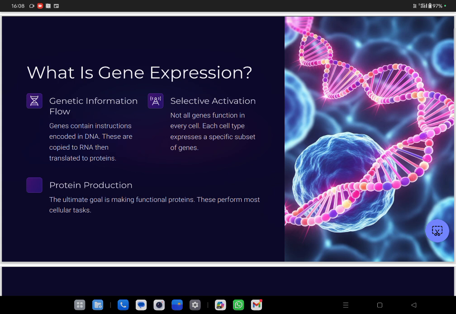The next is protein production. The ultimate goal is making functional proteins like enzymes, structural proteins, etc. They are used to perform cellular tasks.